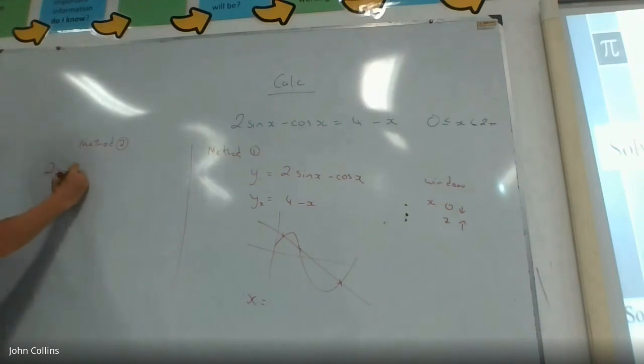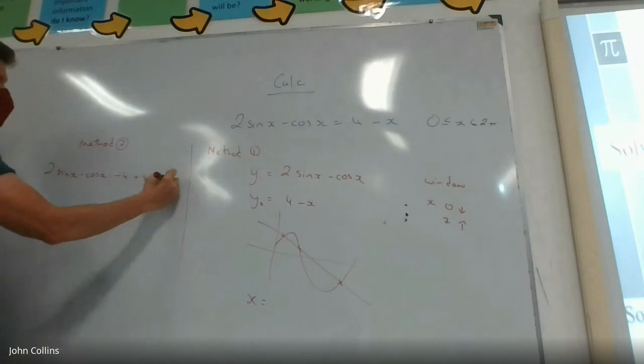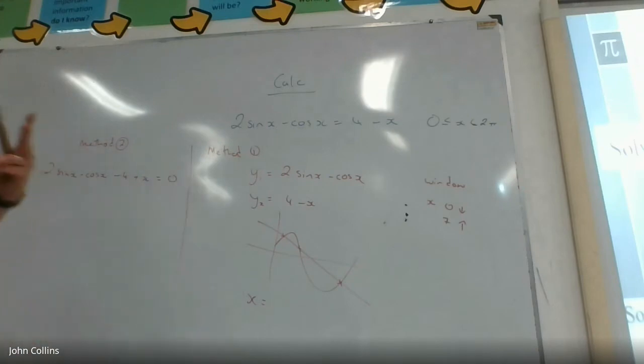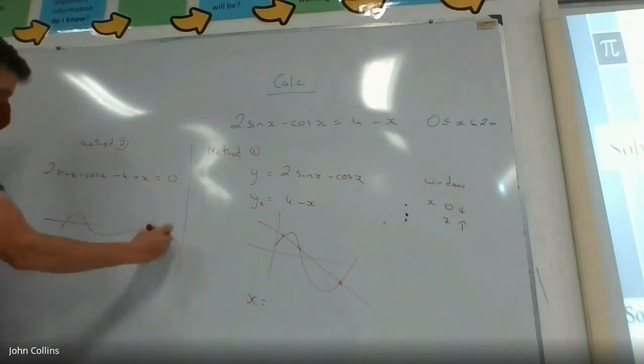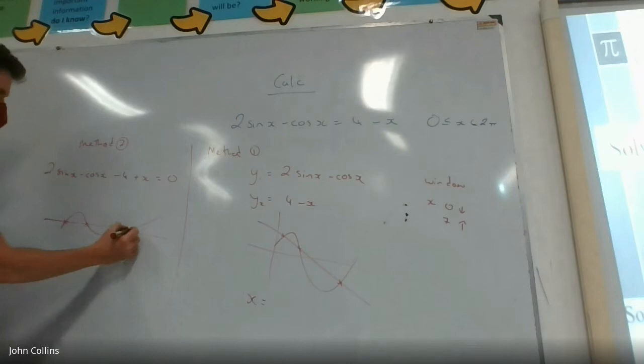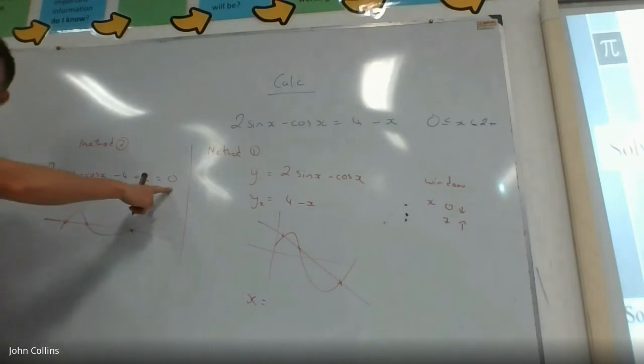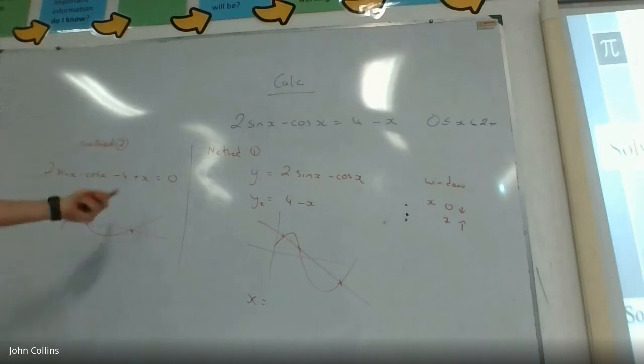2 sine x minus cosine x minus 4 plus x equal to 0, and combine it into one function. This will also have some sort of curve, but this time you'll be just looking for where it crosses 0. It's just a rearrangement. Instead of intersection, just convert it into one and look at the roots of that equation, where it equals 0. It's the same thing, it's easier for you to find the roots. Maybe you will, maybe you won't.